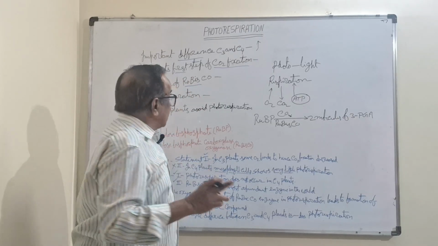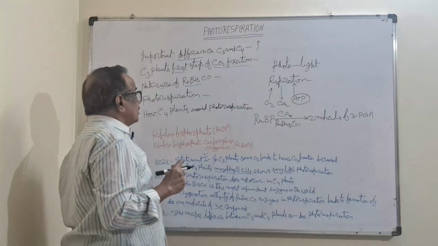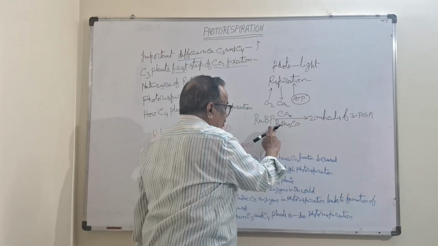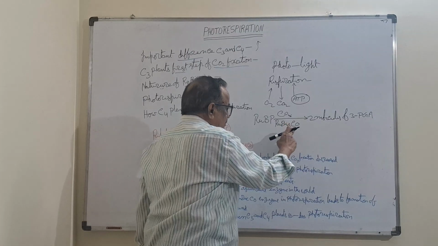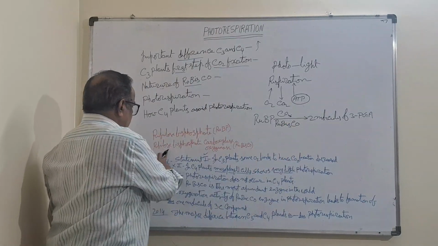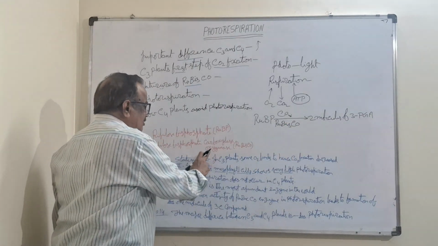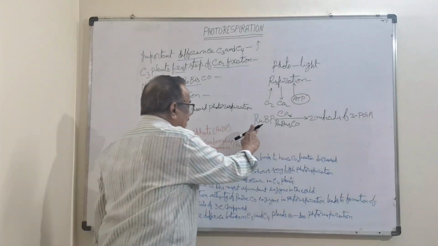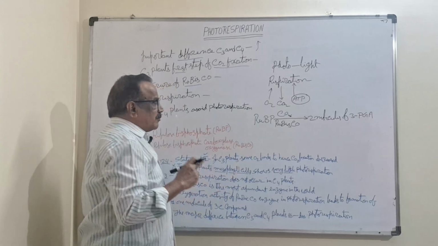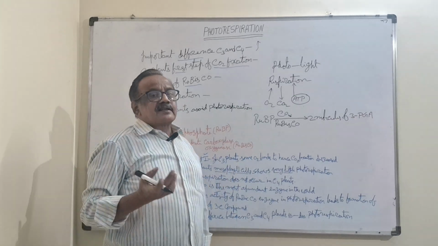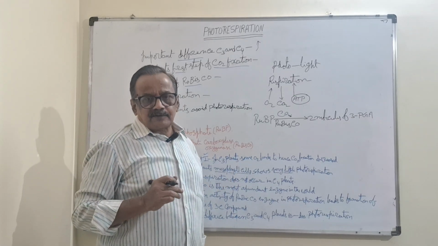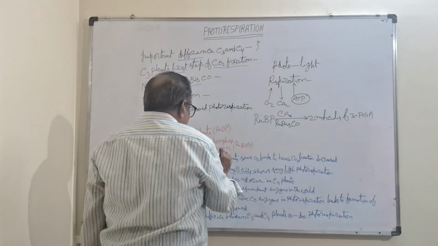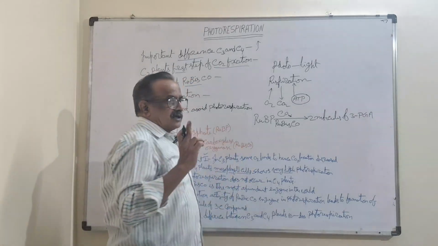But here one thing you have to remember: what is the name of the RuBisCO enzyme? It is ribulose bisphosphate carboxylase oxygenase. Ribulose bisphosphate is the molecule that accepts the carbon dioxide, the primary acceptor. So here, carboxylase and oxygenase, two things are there.